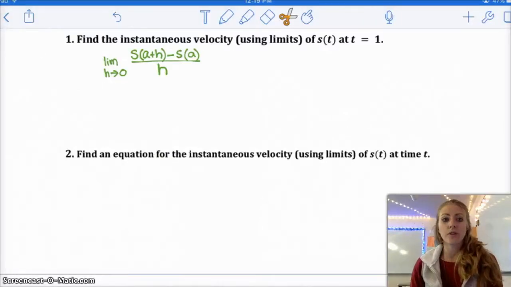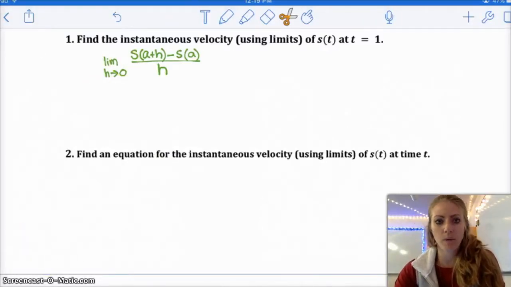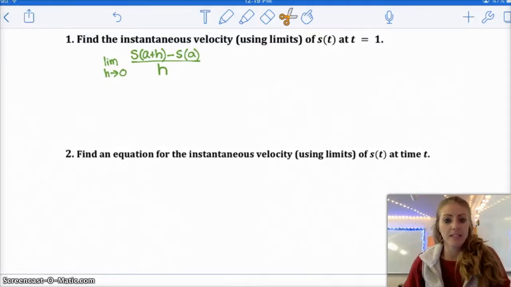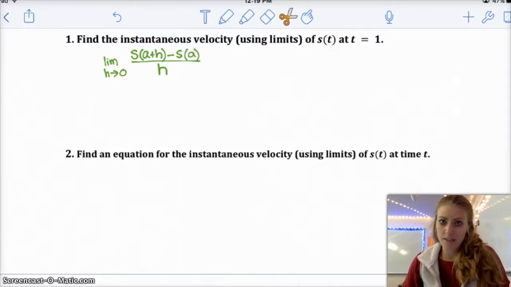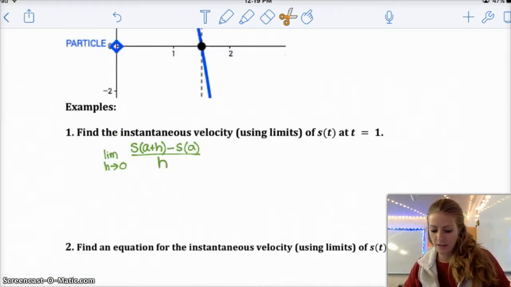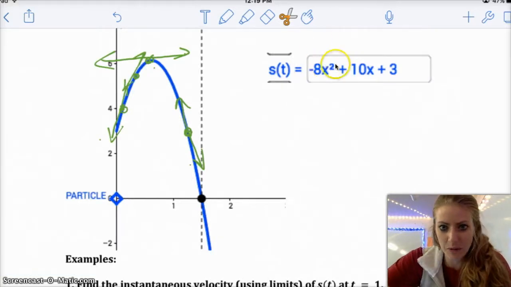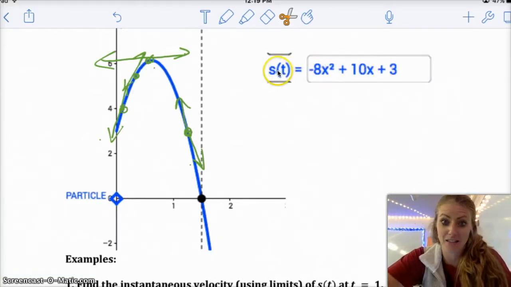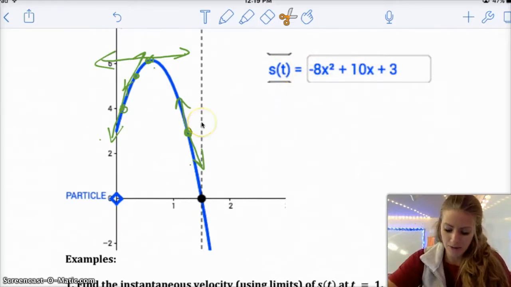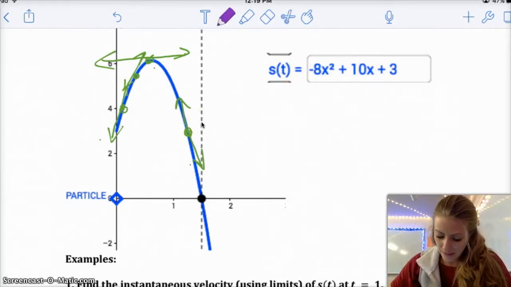Okay, so for the first problem, we want to find the instantaneous velocity using limits of s of t, which is the function that I defined up here. Side note, these are all supposed to be t's, because this is s of t. So this is just a typo here. Or I guess you can make it s of x.